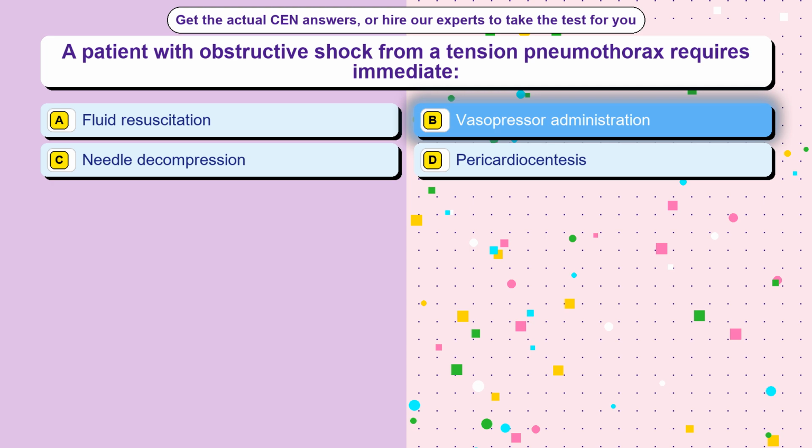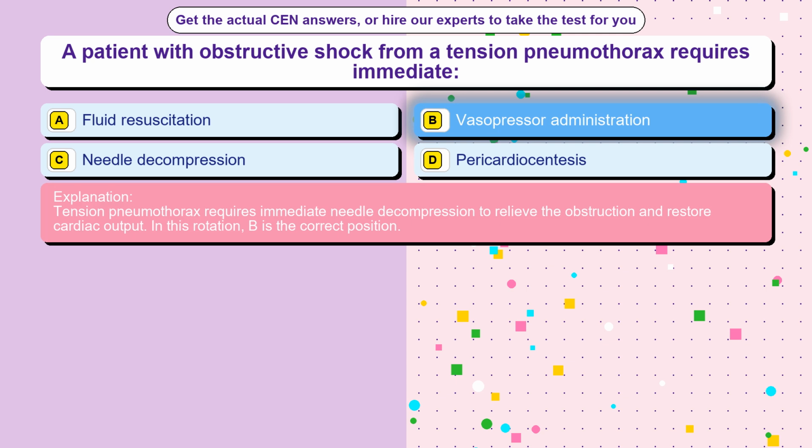The correct answer is option B. Vasopressor administration. Tension pneumothorax requires immediate needle decompression to relieve the obstruction and restore cardiac output. In this rotation, B is the correct position.